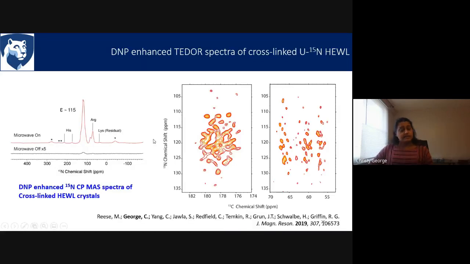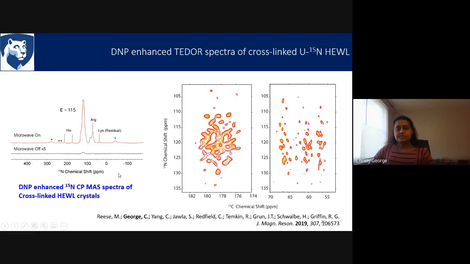And this is the result we got using our home-built probe. This is a nitrogen 1D spectrum with DNP. When the microwave was off, there was hardly any signal, but with the microwave on, we could get an enhancement of say 115 on the backbone nitrogen signals.